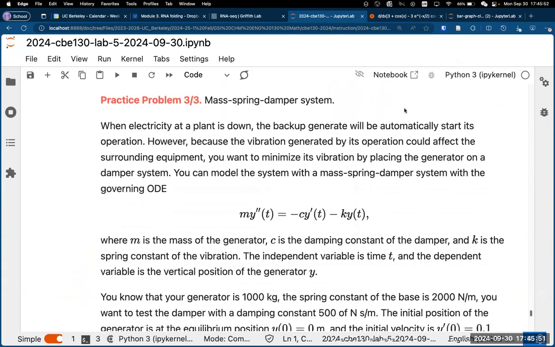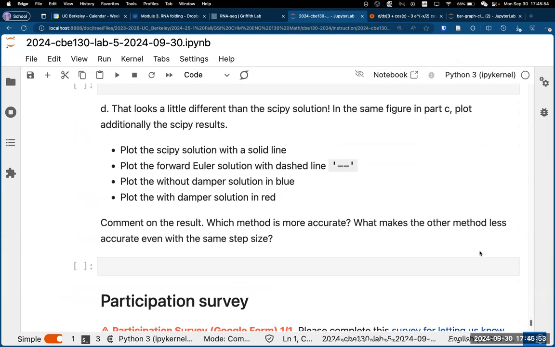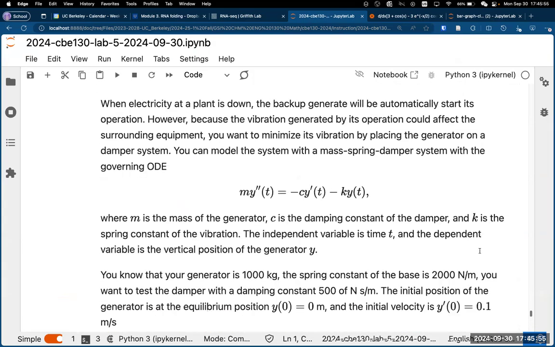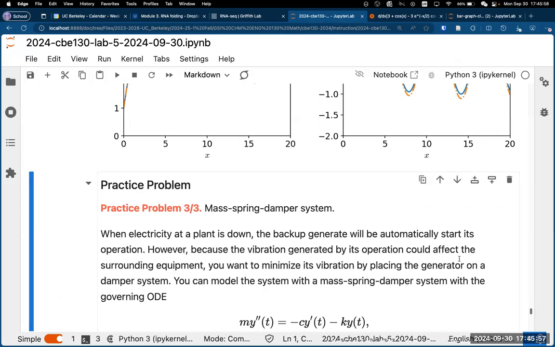You can practice this with the damper system. And that's the content for this lab. So I'll be here until 6. So you can keep working or work at your place.